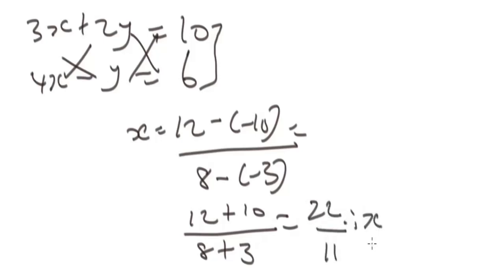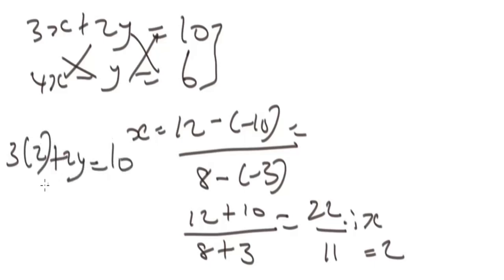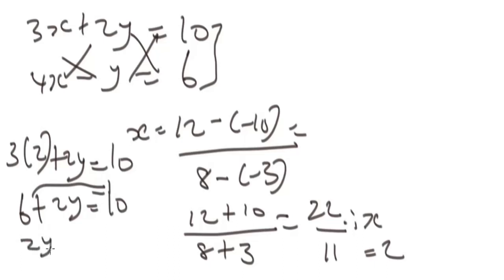Therefore, x equals 2. So when x is 2, to get your y, you substitute x into either equation 1 or equation 2. Let's use equation 1. It's going to be 3 bracket 2 plus 2y equals 10. So we're going to have 6 plus 2y equals 10. This will cross over. So we're going to have 2y equals 10 minus 6, which will give us 4. Divide both sides by 2. Therefore, our y will be 2.